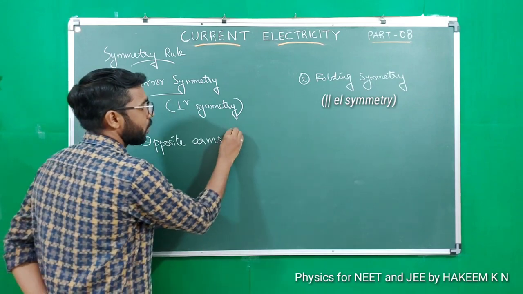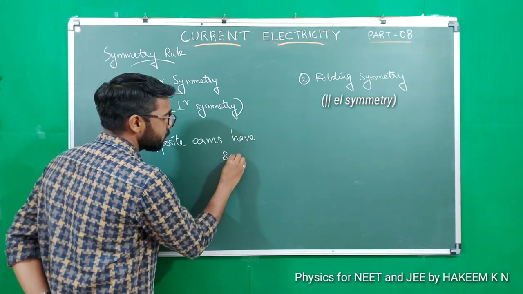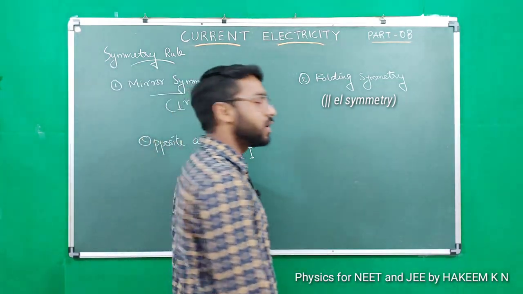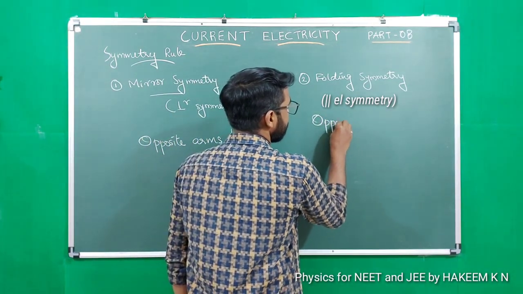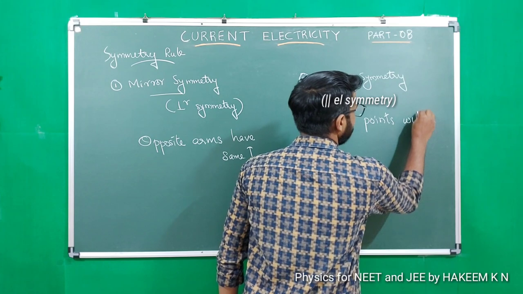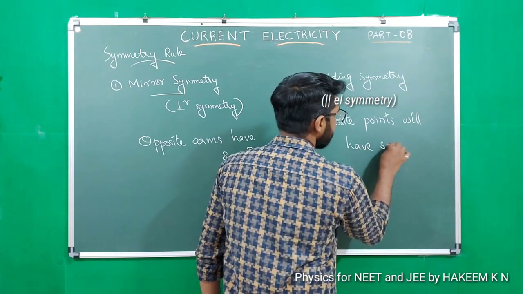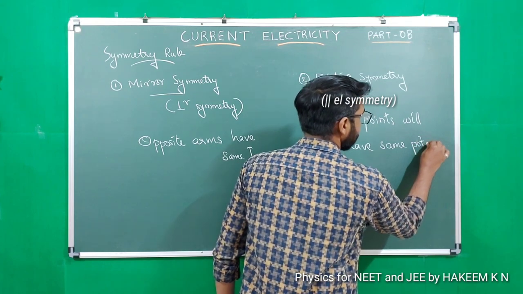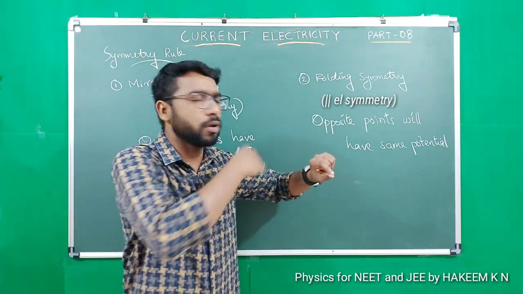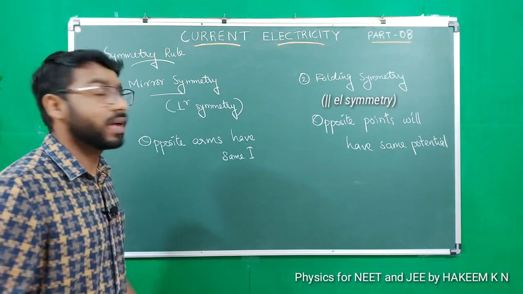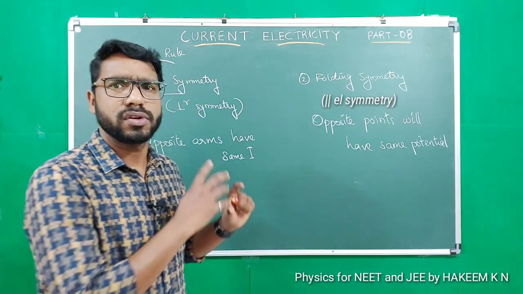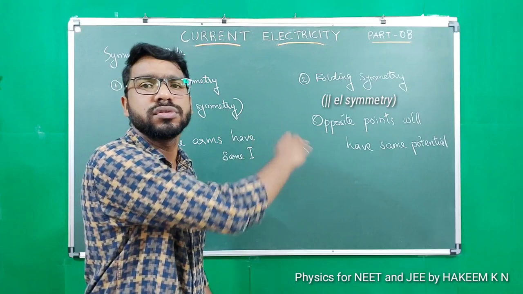In mirror symmetry, opposite arms have the same current, and in folding symmetry, opposite points will have the same potential. To understand this concept we are going into the questions.